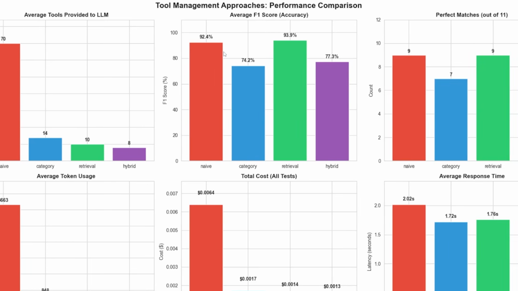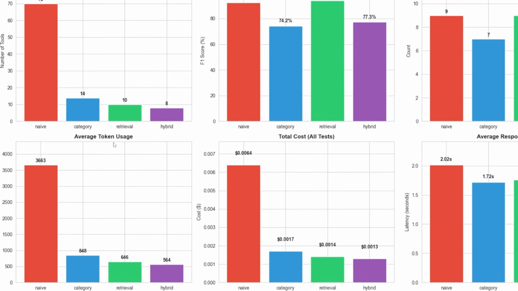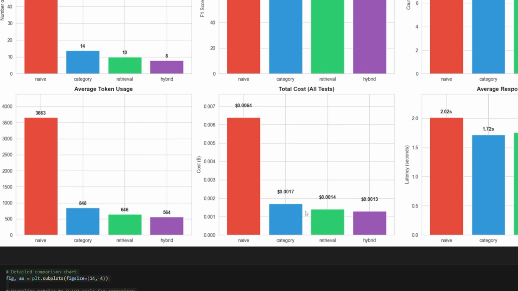As you can see, retrieval was very close to naive. In terms of the average of F1 score, it was a little bit better, but in terms of the perfect match, both of them had 9 out of 11 perfect match in our test data. The average token usage, again, you can see the huge difference between our naive strategy and the retrieval strategy. Total cost for naive we had 0.0064 and for retrieval we had 0.0014.